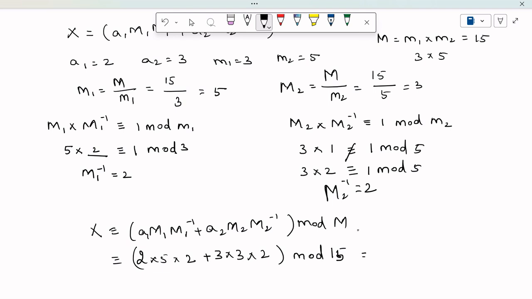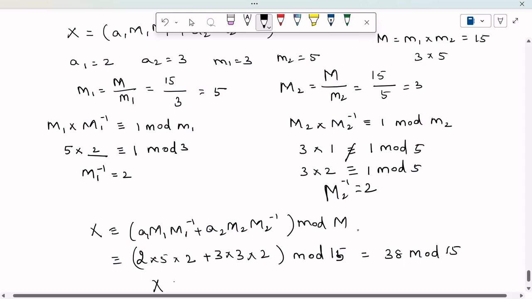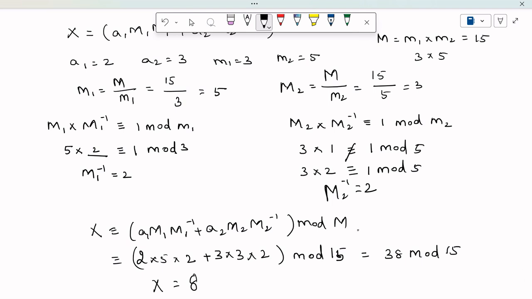So which is equivalent to 20 plus 18. So 38 mod 15. So X is equivalent to 38 mod 15 is 8. So X is equal to 8.